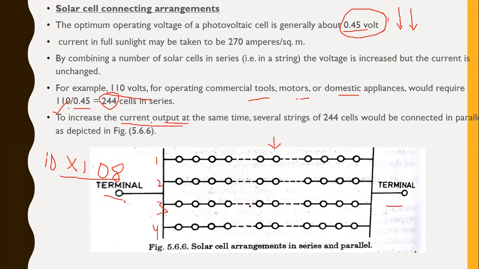Suppose you are taking 10 strings; this line is called one string. This is termed a string. Even if a single string fails, as these are connected in parallel, the whole string will be inoperative.